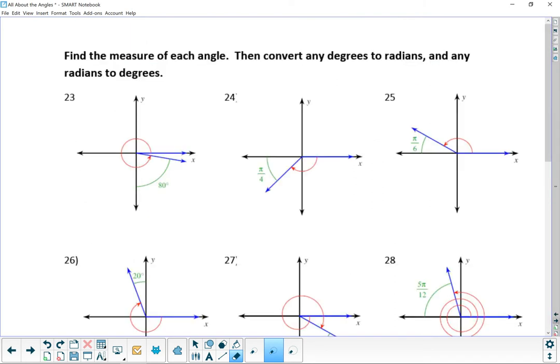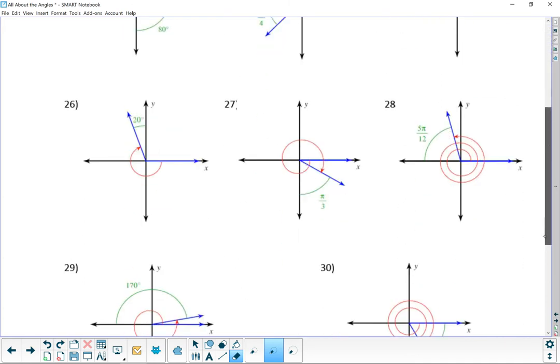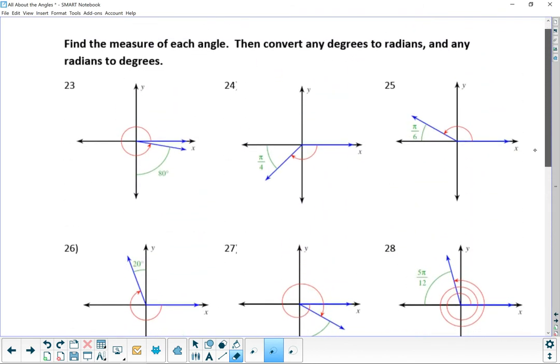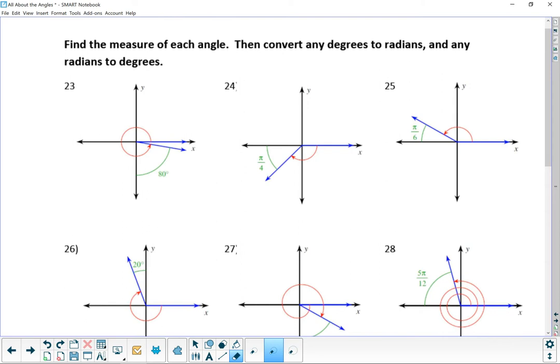Okay. Find the measure of each angle and then convert any degrees to radians and any radians to degrees. So all of this is kind of like what we did on the first page, just a mixture of it. Right, so let me look at this. So it looks like we've got, so we got that much.